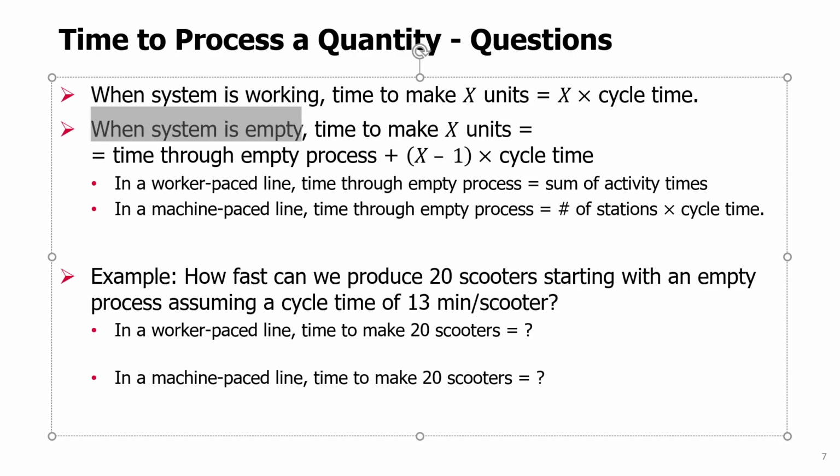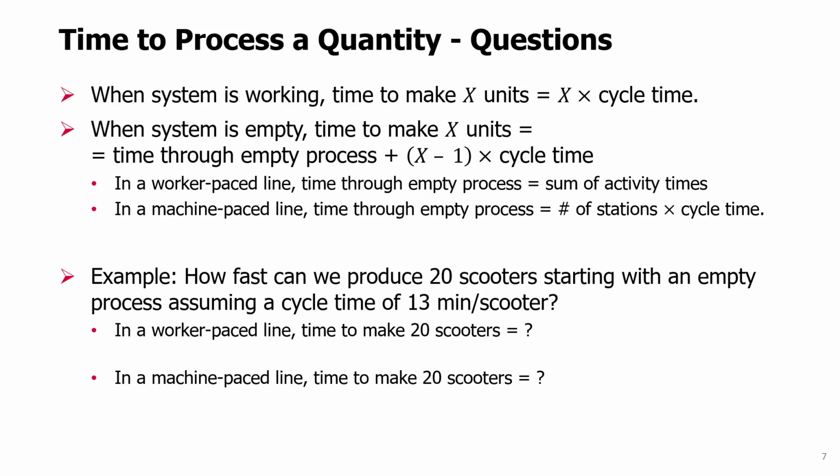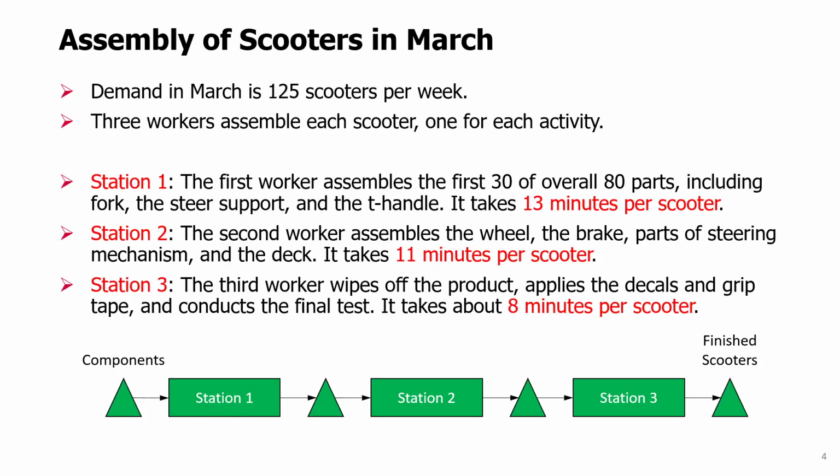When the system is empty, what happens is that first we need to get one scooter through the first station, and during this time, when station 1 is working, station 2 has nothing to do, because there is no partially finished scooter for it. So station 2 will have to wait for station 1 to finish its work, then it will start working, and when it's working on the first scooter, station 1 will start working on the second, but the first one is still on station 2. And then after station 2 is done with it, it moves it to station 3. And when station 3 is done with it, this is when we have the first scooter completed.